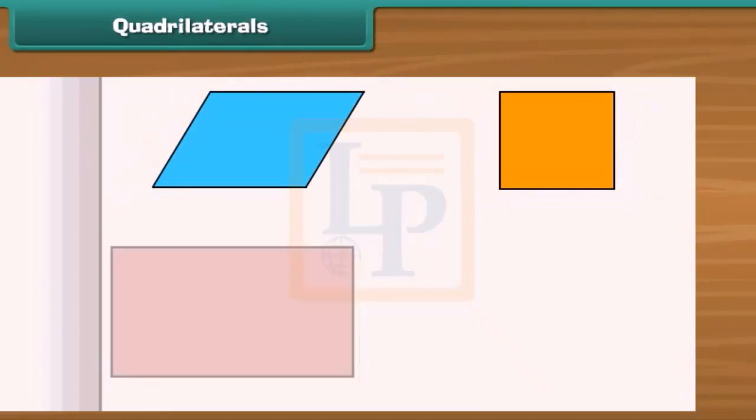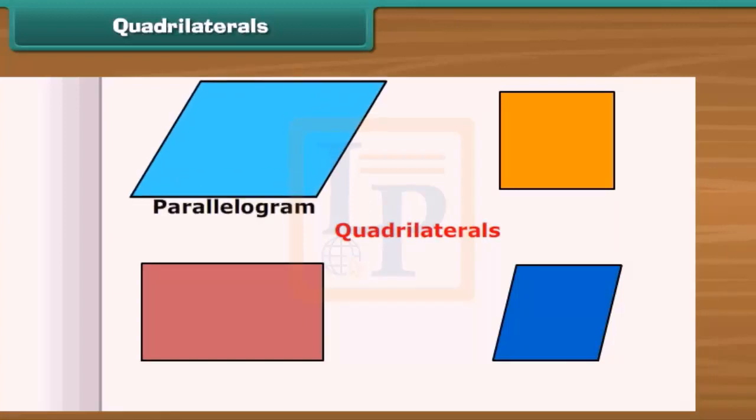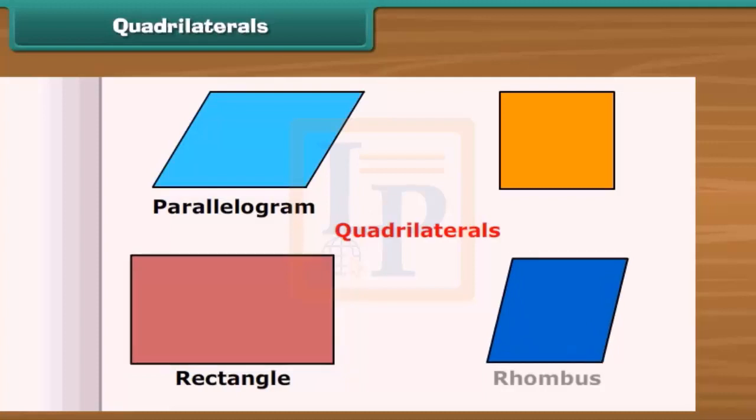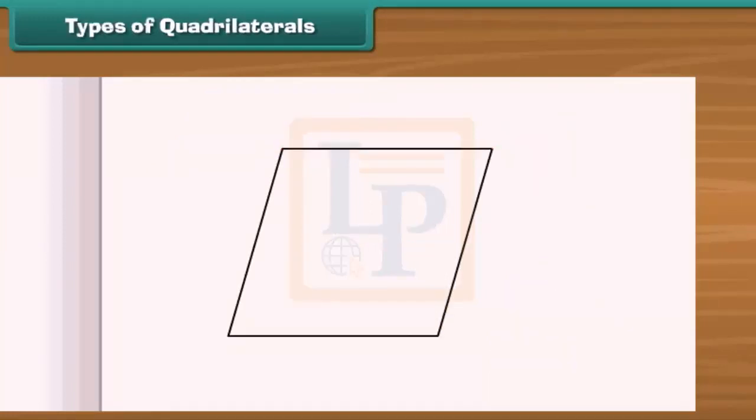What will you call those polygons which are formed by four line segments? Such polygons are called quadrilaterals. There are several types of quadrilaterals. These are parallelogram, rectangle, rhombus and square. Let us discuss each type in detail. A quadrilateral having opposite sides parallel is called a parallelogram. For example, slide is a parallelogram.